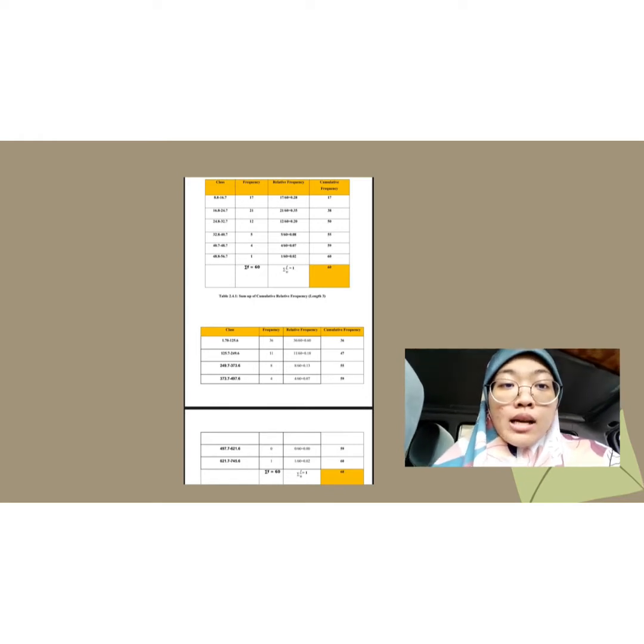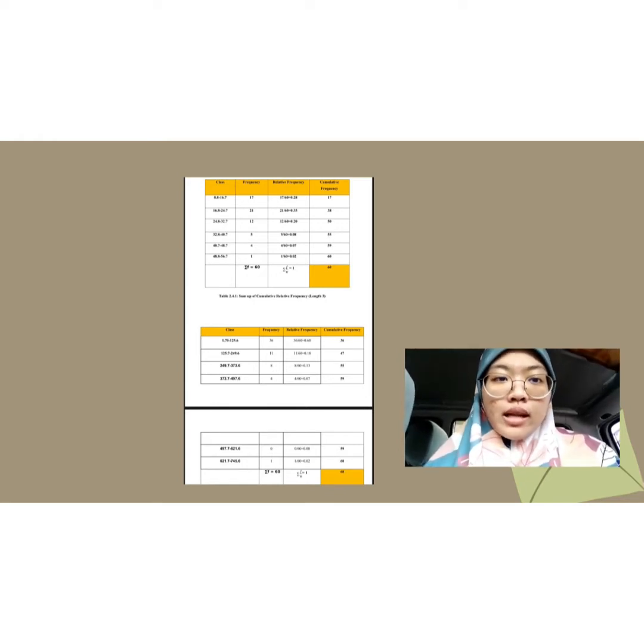For the table length, 17 plus 21 is 38, and 38 plus 12 is 50, and 50 plus 5 is 55, and 55 plus 4 is 59, and 59 plus 1 is 60. So, this is the total of 60 observations.